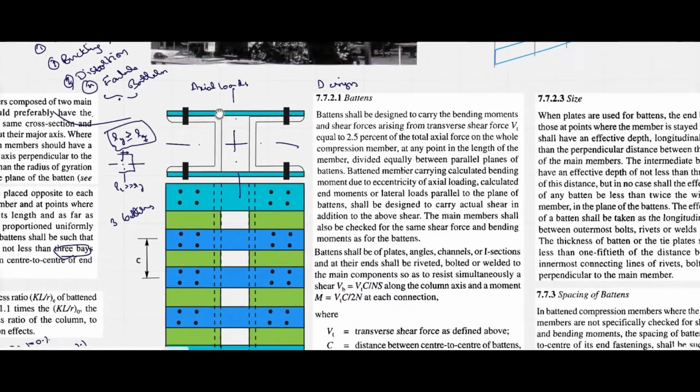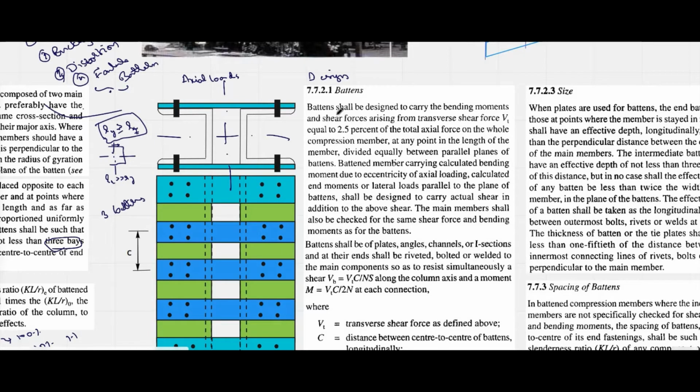From clause 7.7.2.1, it says that the batten should be designed to carry the bending moments and shear arising from transverse shear force. So there is some transverse shear force acting on our structure, and we need to design our section for bending moment and shear forces. This transverse shear force is given as V equal to 2.5% of the total axial load P, that is, 2.5 divided by 100 times the total axial load P.